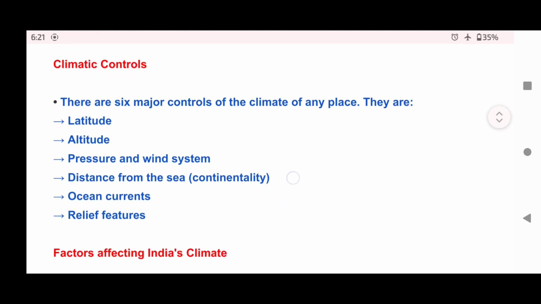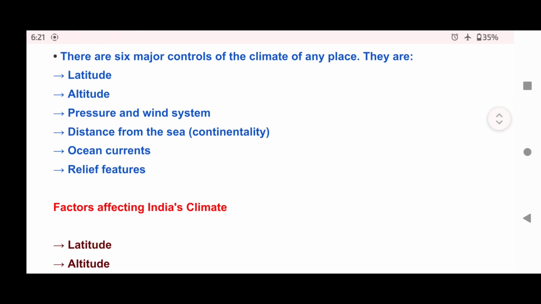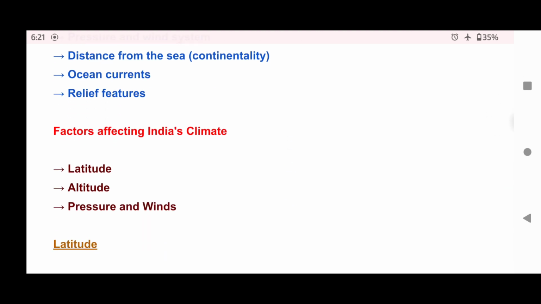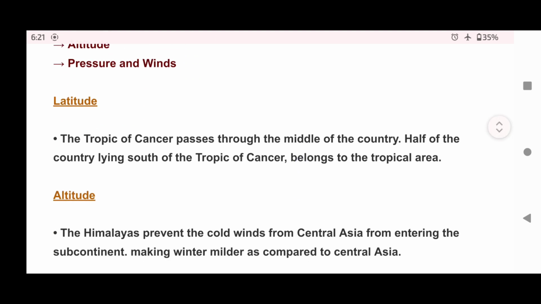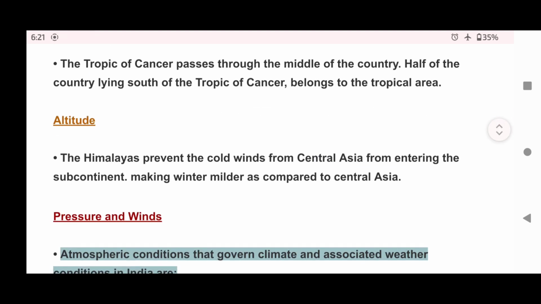Climatic controls. There are 6 major controls of the climate of any place. They are latitude, altitude, pressure and wind system, distance from the sea, continentality, and ocean currents and relief features. Now the factors affecting India's climate are latitude, altitude, pressure and winds. What is latitude? The Tropic of Cancer passes through the middle of the country. Half of the country lying south of the Tropic of Cancer belongs to the tropical area. And altitude, the Himalayas prevent the cold winds from Central Asia from entering the subcontinent, making winter milder as compared to Central Asia.